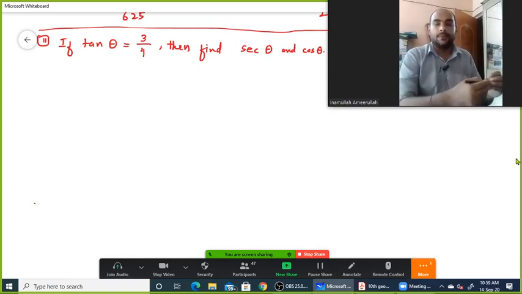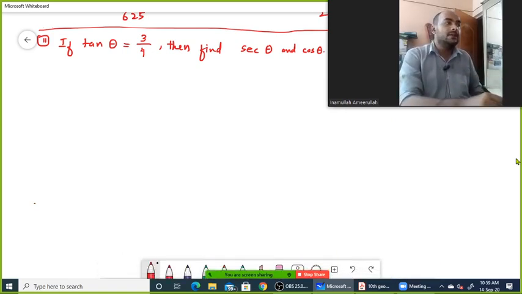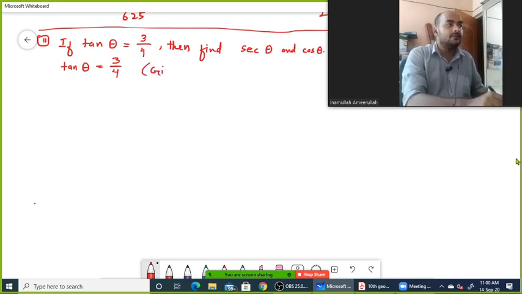Okay, look at this. It is already given that tan theta is 3 by 4. We need to find out sec theta and cos theta. So this is given information. The identity which we can use is 1 plus tan square theta is equal to sec square theta.